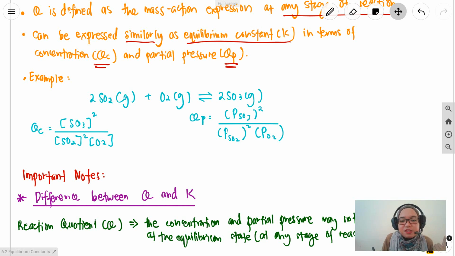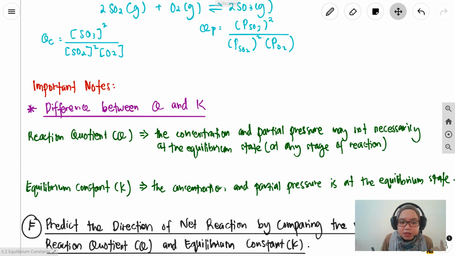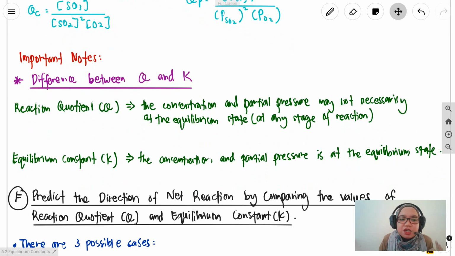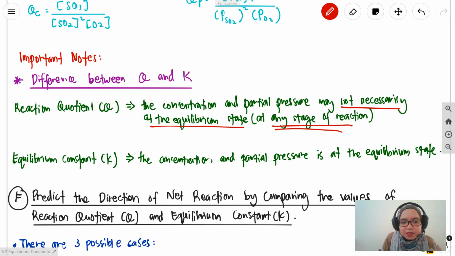Okay, what is the difference between Q and K? Okay, the difference is for reaction quotient Q, the concentration and partial pressure are not necessarily at equilibrium state. It is for any stage of reaction. This is for Q. However, for equilibrium constant K, the concentration and partial pressure are at the equilibrium state. So that's the difference. So the value of Q and K can be used to predict the direction of net reaction, either to the left or to the right.